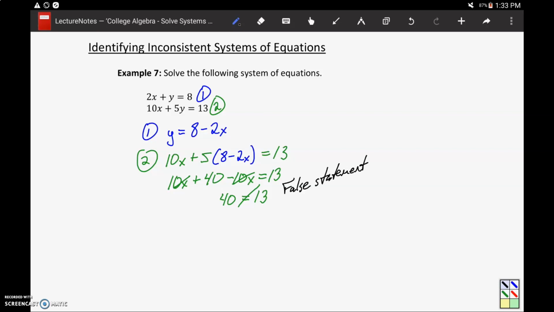So since we ended up with a false statement after our variables canceled out completely, that means there's no solution, or what we refer to as an inconsistent system. So there is no pair of points, or coordinate pair, x, y, that we could substitute into these two equations that would make them both true.